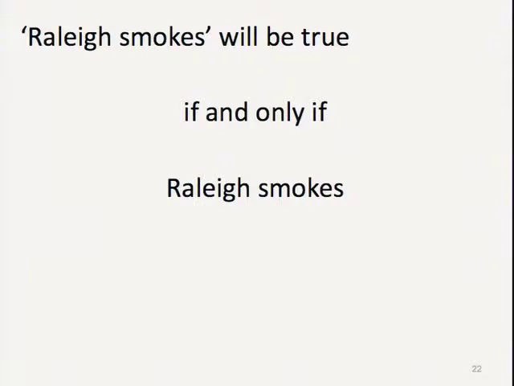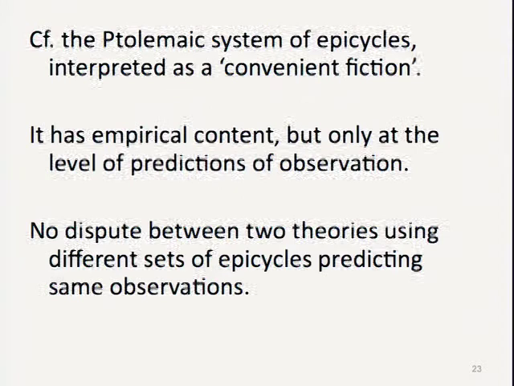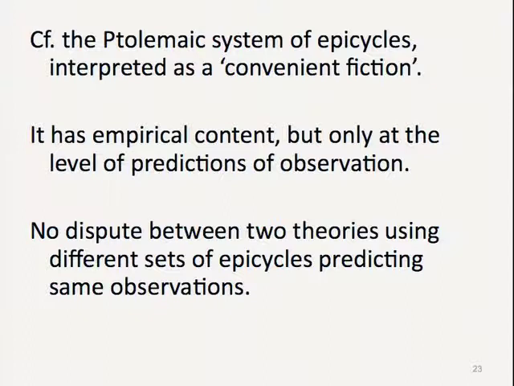Yeah? So is there any difference between these two theories? Davidson's saying no, there is no difference between these theories. It's like if you go back to the Ptolemaic system of epicycles for predicting what you're going to see in the night sky. These are very complicated theories. You could have two different theories stated in terms of different sets of epicycles cranking out predictions as to what you're going to see in the night sky. But these theories are just convenient fictions generating predictions. So there's no real dispute between two different predictive theories using different sets of epicycles, but predicting the same macroscopic observations in the night sky. The theories are only just ways of generating these predictions.